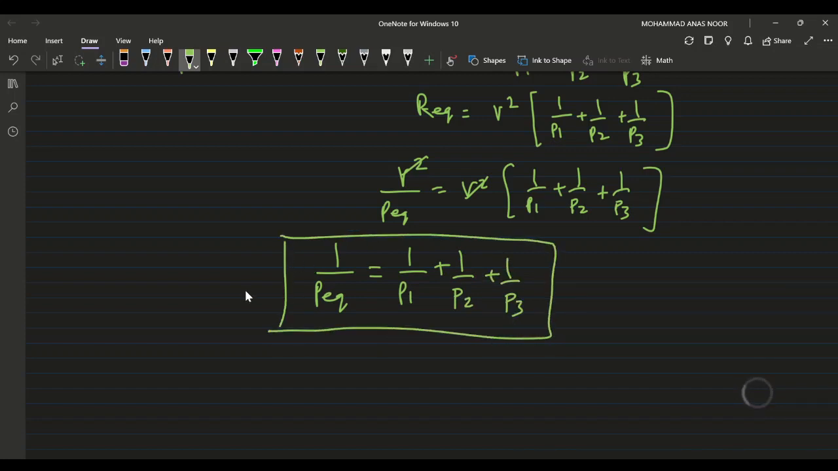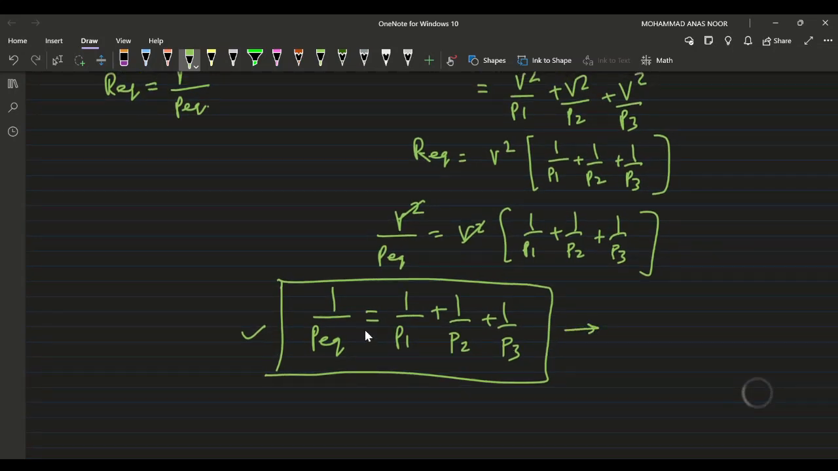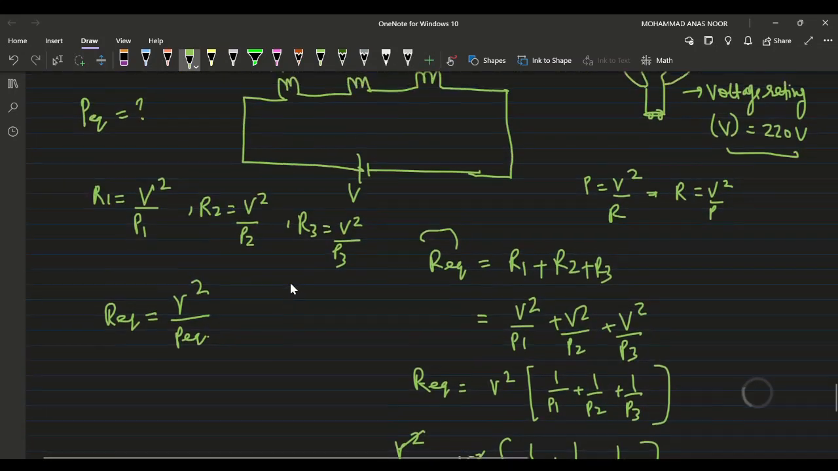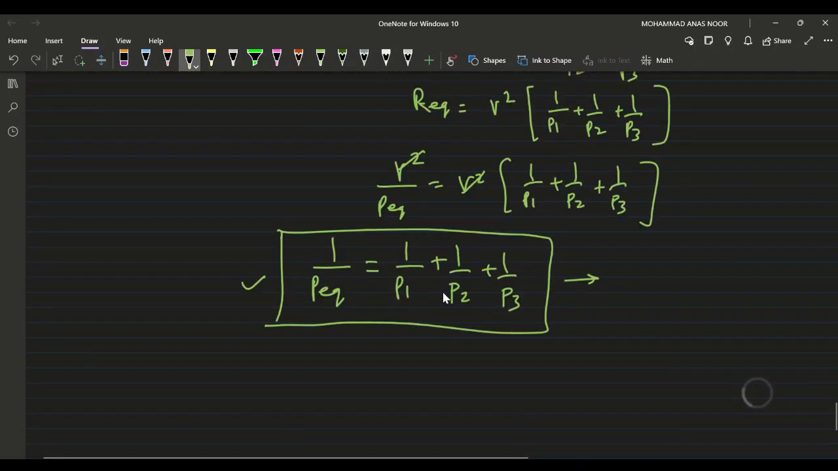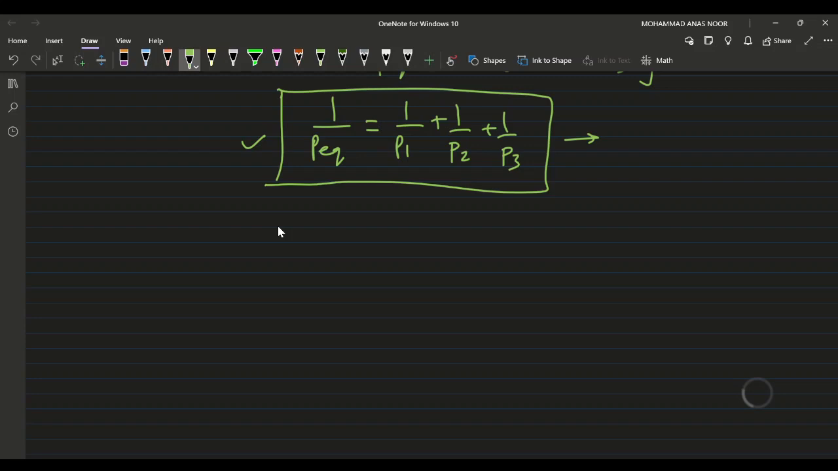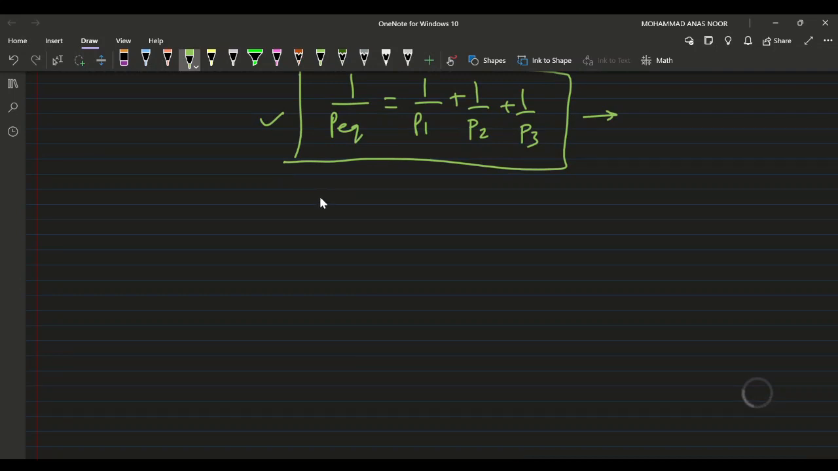This is the formula for equivalent power in series, as opposed to the resistance, because this is what the resistance in parallel looks like. But in the power case, it's the opposite. Remember, it's a series combination and it's giving us a parallel-like combination of resistance. Now, what would happen if the same bulbs are connected in parallel?